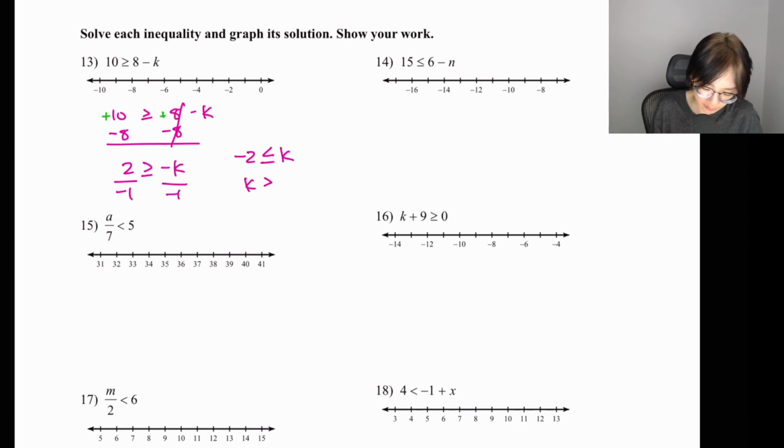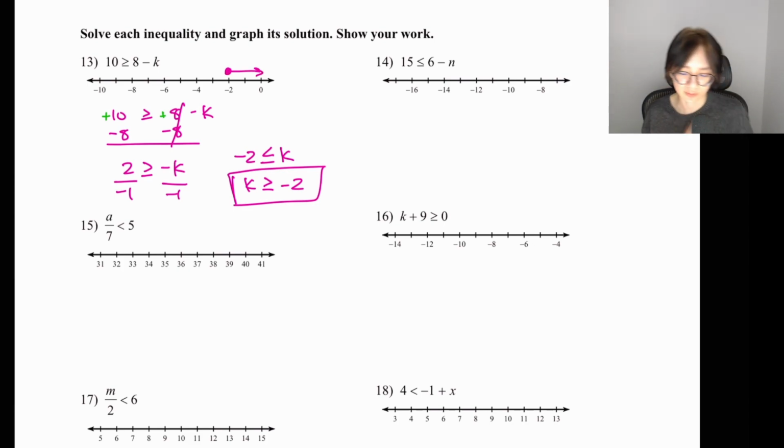I'm going to flip it around so that what we're graphing for is on the left side, by math conventions and because I think it looks nice. I'm going to box that because that is our answer. That's the inequality solution. And then we're going to graph it. So we have starting at -2. It is a closed circle, and it's going this way. Everything greater than -2.